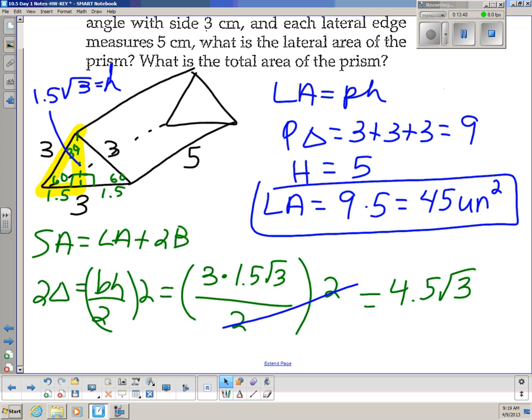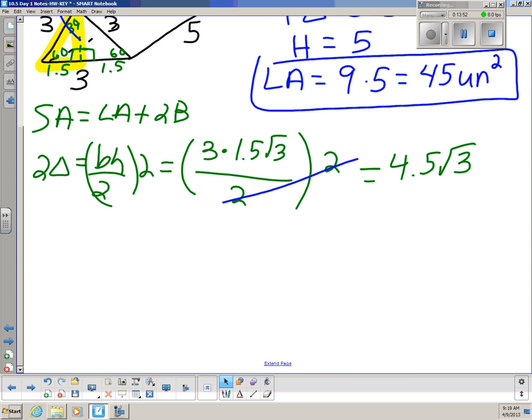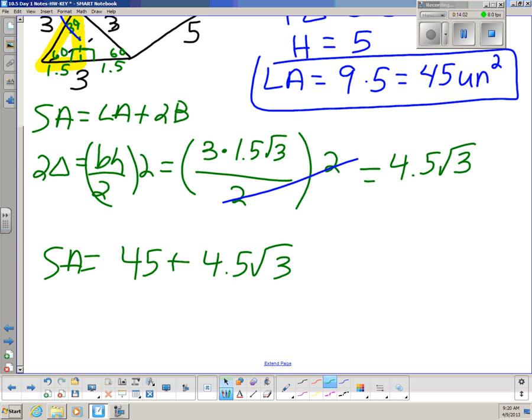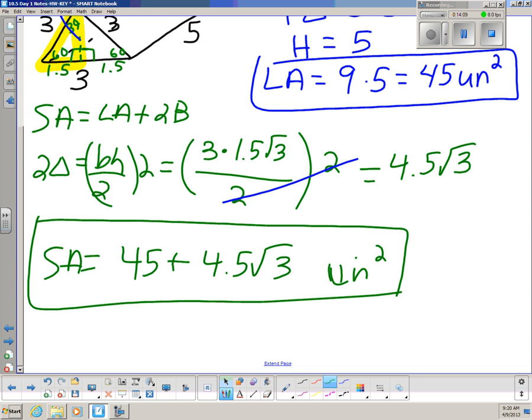So now we can do our surface area because the surface area is just the lateral area plus the area of the two bases. Lateral area we know is 45. The area of the two triangles, 4.5 radical 3. They're not like terms. Here's where we stop it, and it becomes 45 plus 4.5 radical 3 units squared.